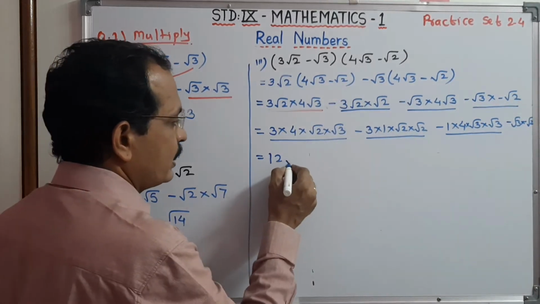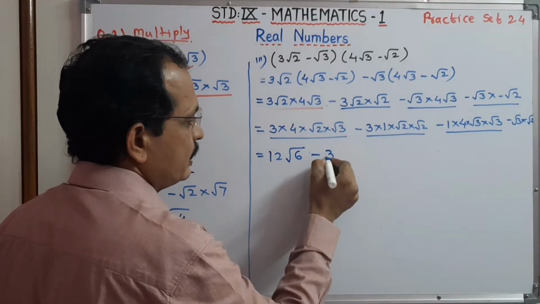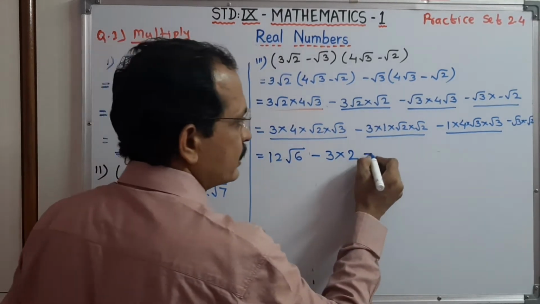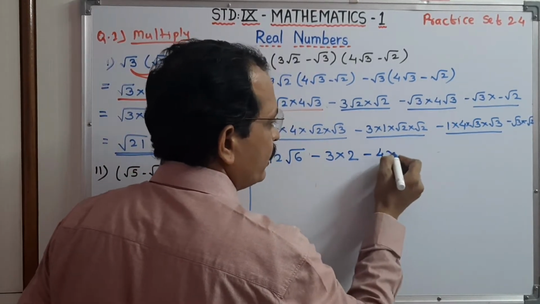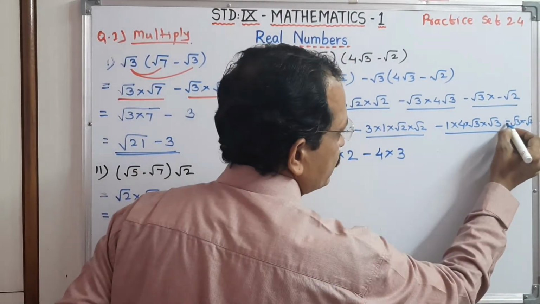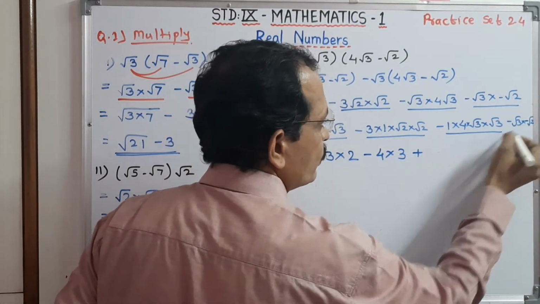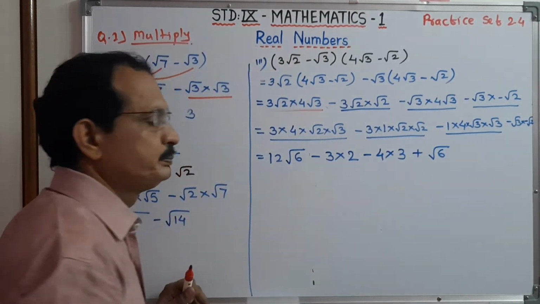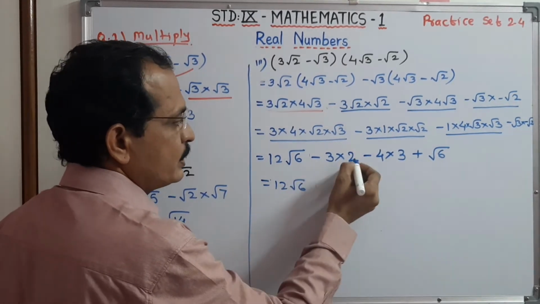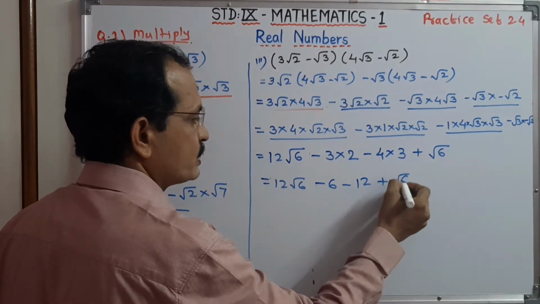Order is same, therefore we can do 3 into 6 minus 3 into 1 into root 3. And dear student, again root 2 into root 2, it is 2, minus 4 into 1, 4 into root 3 into root 3, again it is 3. And dear student, minus root 3 into minus root 2, it is plus, and root 3 into root 2, it is root 6.